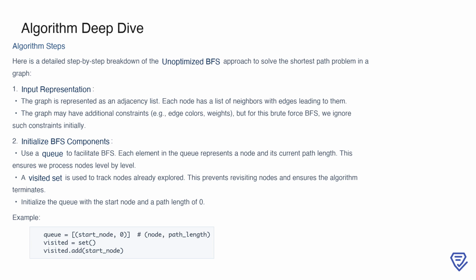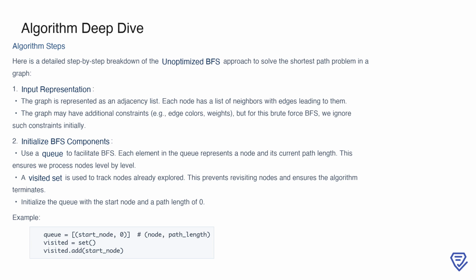A queue will be used to manage the nodes we explore, ensuring we process nodes level by level. Each entry in the queue consists of a node and the current path length to reach it. Additionally, a visited set is crucial to keep track of nodes we've already explored. This helps prevent revisiting nodes and ensures that the algorithm terminates as expected.